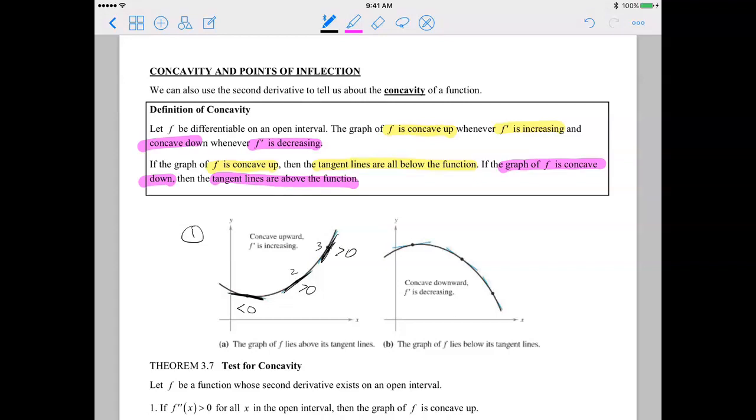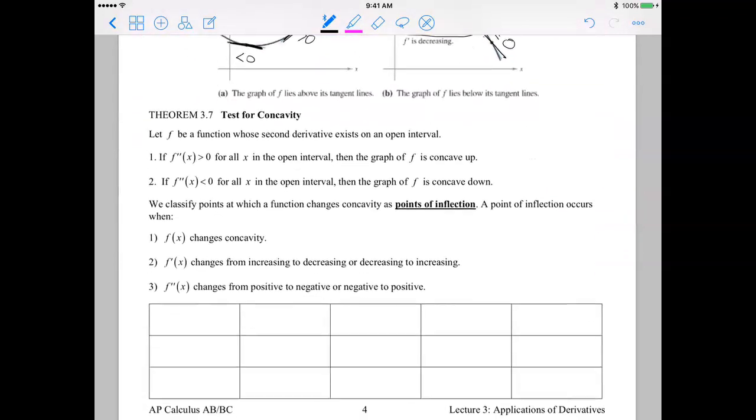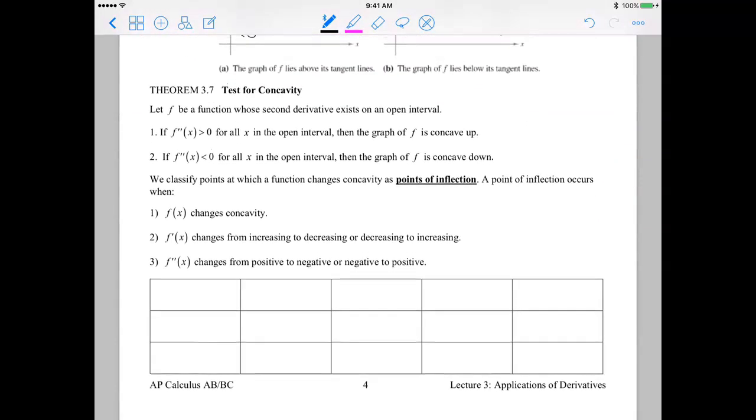Similarly here for concave down, so this is a concave down graph. You can see that f prime is decreasing because we started off with a positive slope here, and then we're getting negative slopes here and here, and the slopes are getting more negative as you go along the function. And also notice that those tangent lines are above the graph, and so that's what makes the graph concave down.